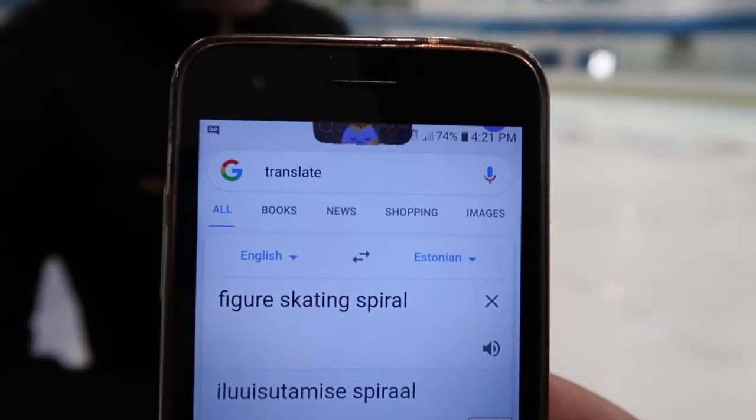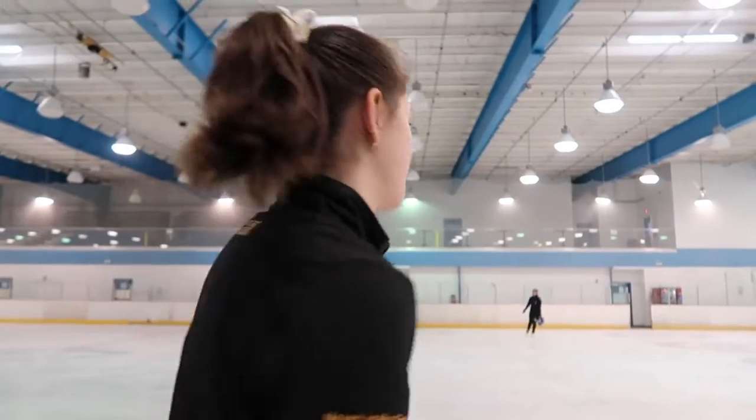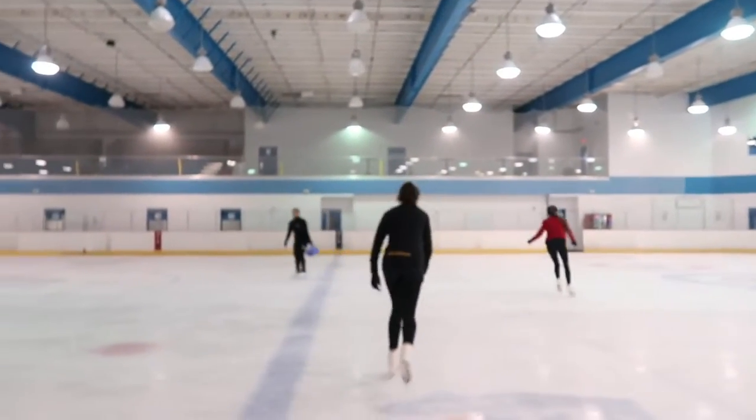This is the fifth round, and for E, my mom chose Estonian, so let's listen to what she wrote in. What? I understood something like spiral? Like, what's the word before it? Spiral's all I understood, so I'll do a spiral. Okay. Yeah, I'm going to do this.